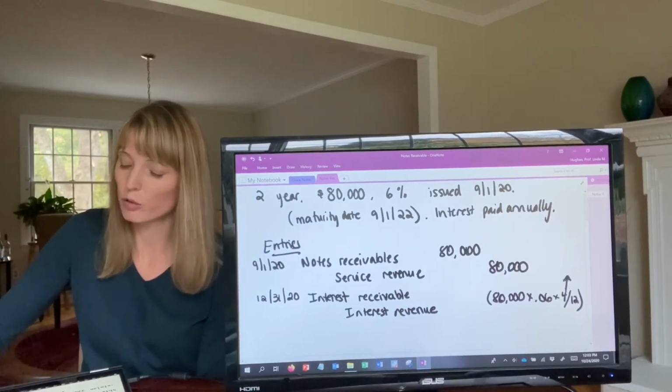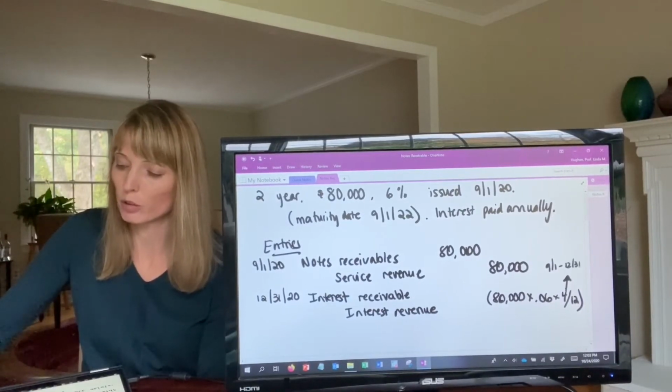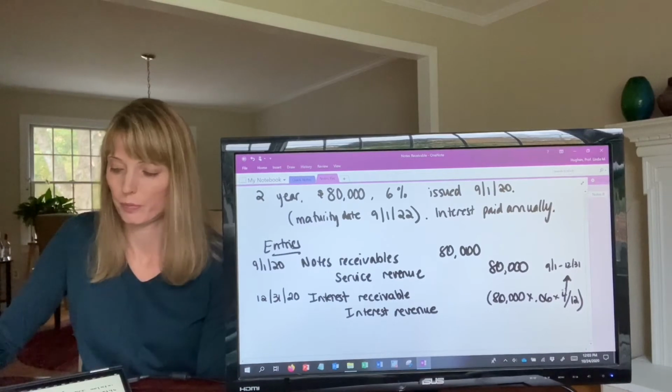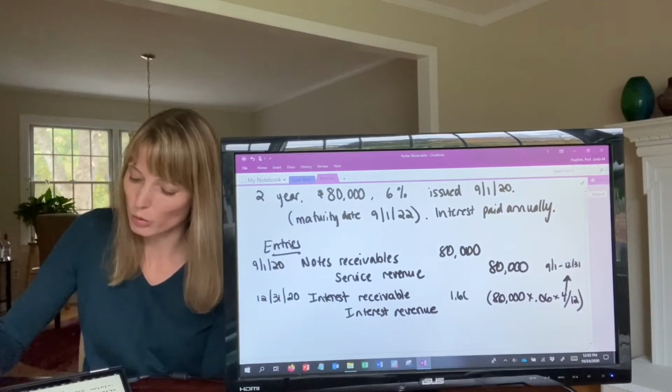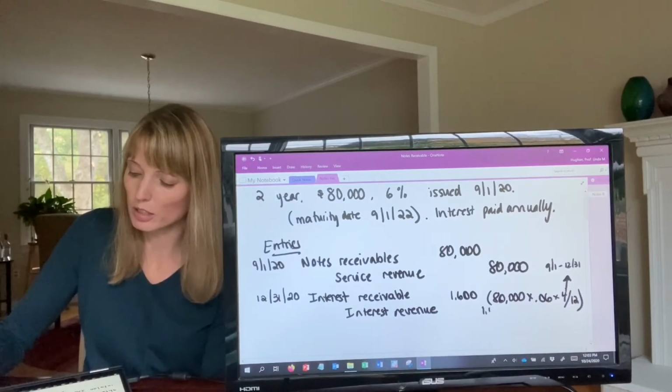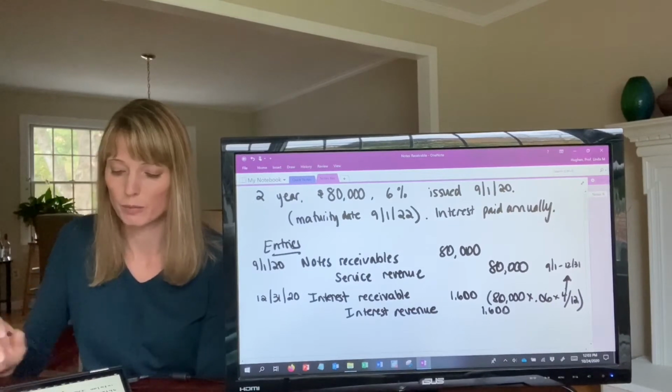And again, this 4 refers to September 1st through December 31st of 2020. Okay, so this is going to work out to be $1,600. So interest receivable goes up $1,600 and the income statement will report interest revenue of $1,600.